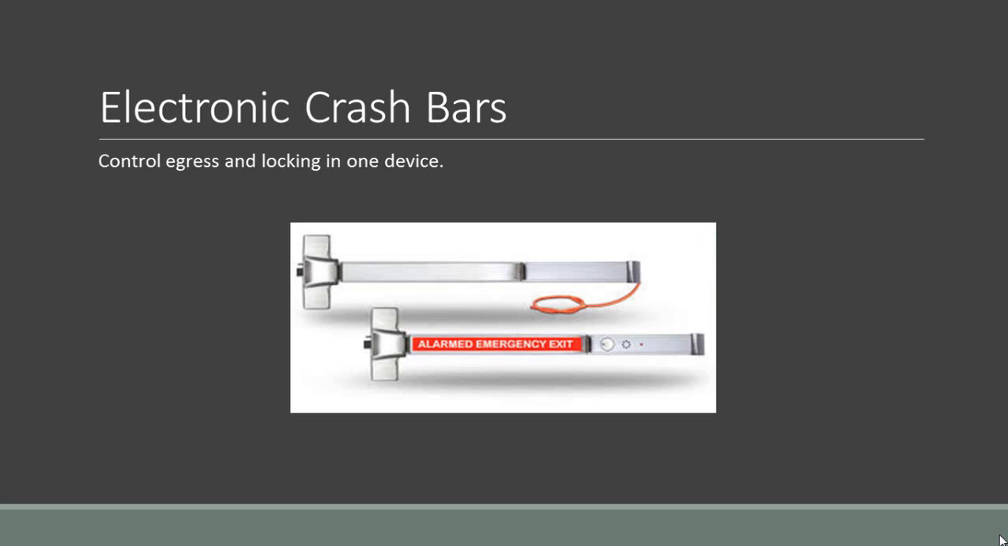Electronic crash bars. These control the egress and locking in one device. It's an all-in-one type device. The way that this works is, as you can see on the crash bar on top, there is a cable or wire that would come out of that device and will be run back to a power supply and a control box. What that does is, in conjunction with something like a card reader, it can deactivate the lock and allow a person to pass through easily. However, without the proper credentials, the door will not open.